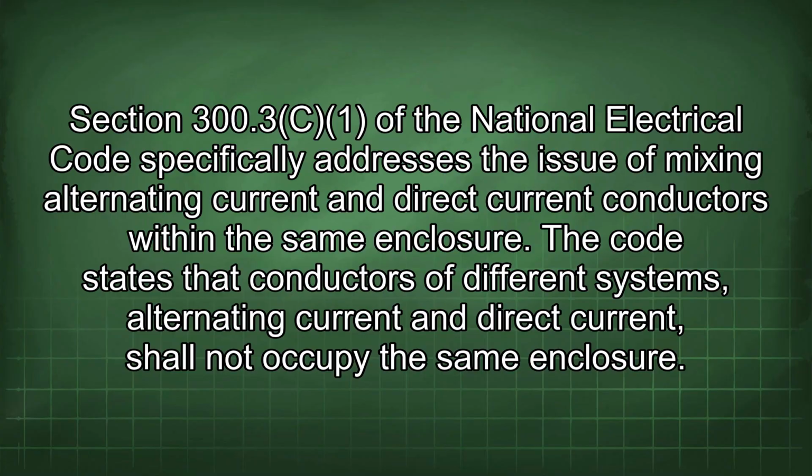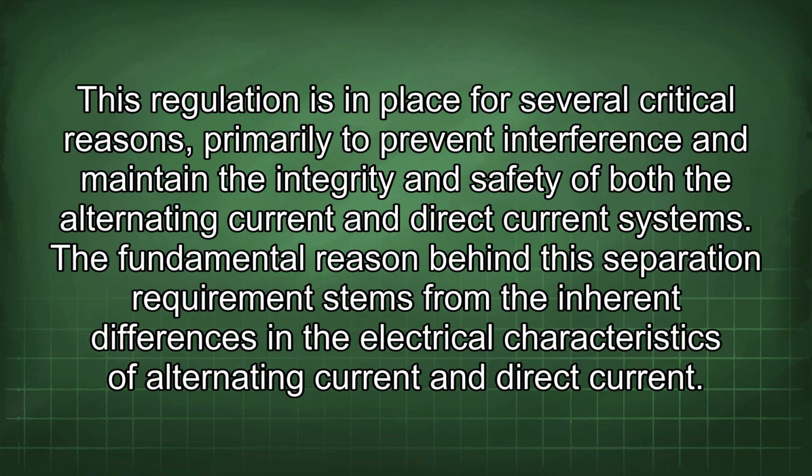Section 300.3 Code of the National Electrical Code specifically addresses the issue of mixing alternating current and direct current conductors within the same enclosure. The code states that conductors of different systems, alternating current and direct current, shall not occupy the same enclosure. This regulation is in place for several critical reasons, primarily to prevent interference and maintain the integrity and safety of both the alternating current and direct current systems.